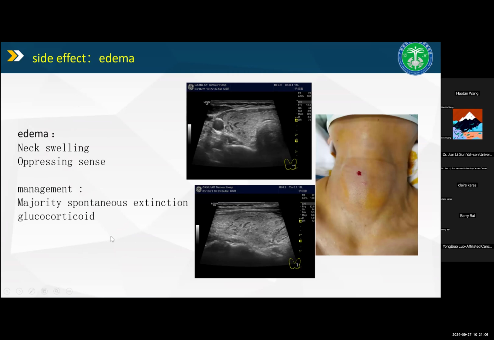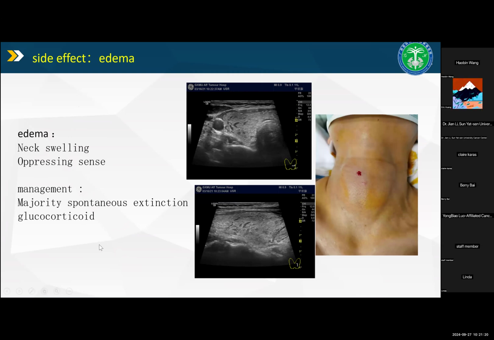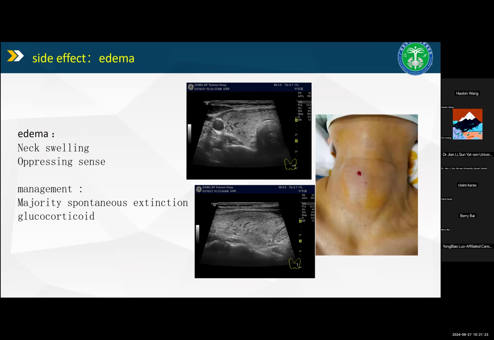Edema is due to some reactions caused by our puncture into the thyroid gland, mainly manifesting as a sense of swelling in the neck, and some patients will have some sense of pressure. Just like the ultrasound image in our picture, which can show these hyper-echo stripes. Our general treatment is that it does not need to be treated, and most of it will subside spontaneously. If the swelling is obvious, you can use some glucocorticoids and the trace will soon fade.